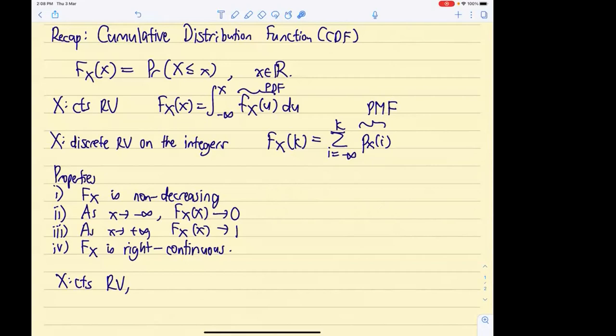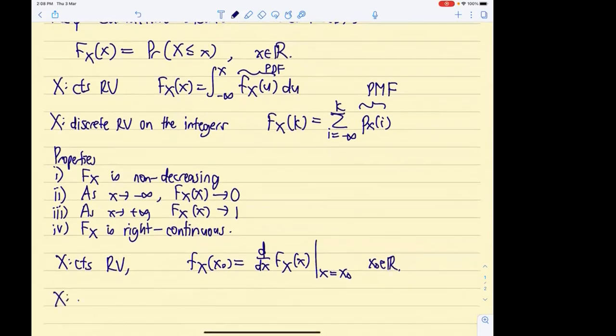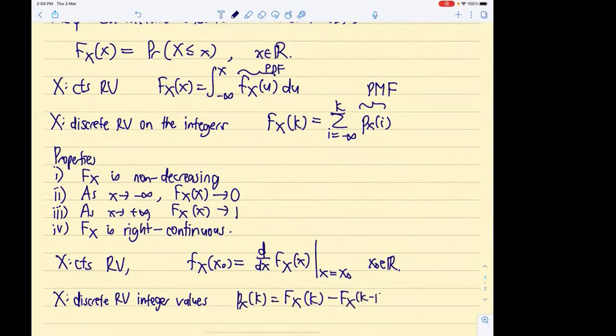All right, so we have that X is a continuous random variable. How do we recover the probability density function? Suppose I'm interested in the density at a particular point x_0. Then you can differentiate the CDF and evaluate it at x equals x_0, for every x_0 in R. That is for continuous random variables. If X is a discrete random variable taking on integer values, then you can recover the PMF at some value k by differencing: F_X(k) minus F_X(k minus 1). That is where we left off last time.